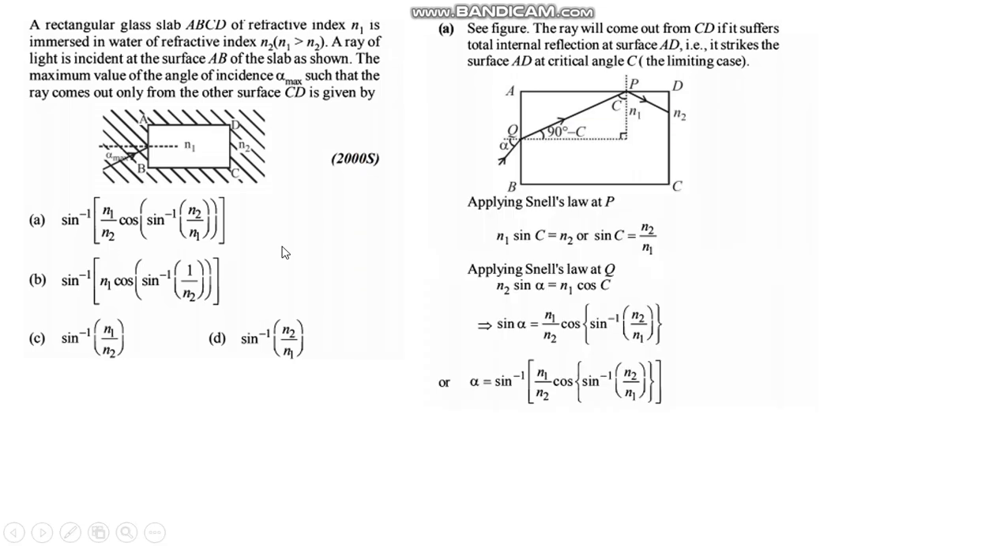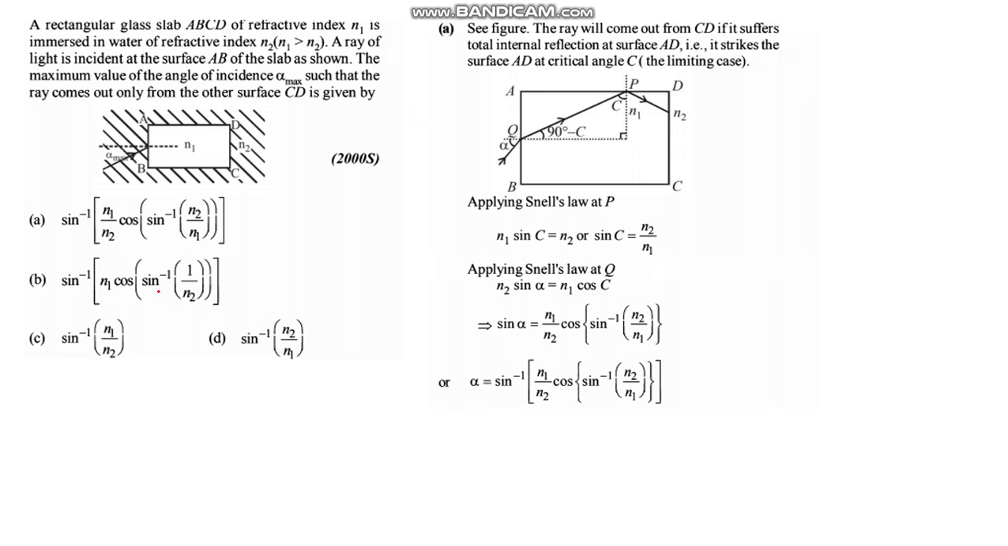Let us see the next question. A rectangular glass slab ABCD of refractive index N1 is immersed in water of refractive index N2. N1 is greater than N2. A ray of light is incident at the surface AB of the slab as shown. The maximum value of the angle of incidence alpha max, such that the ray comes out only from the other surface CD, is given by?